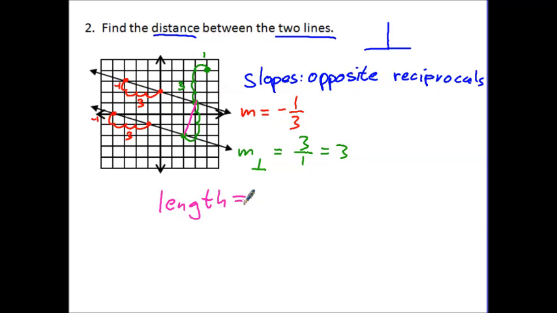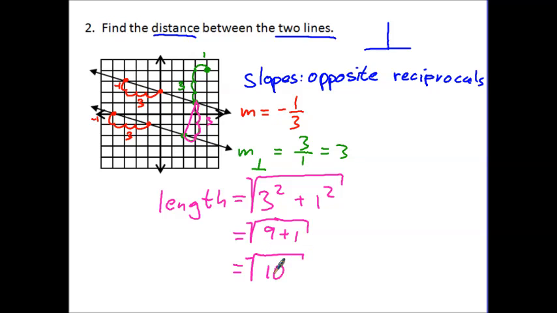Just go ahead and again count out the two legs. 1, 2, 3. And the other leg has a length of 1. And the length of our hypotenuse, which is the segment that we're looking for, is the square root of 3 squared plus 1 squared, which is the square root of 9 plus 1. The square root of 10.